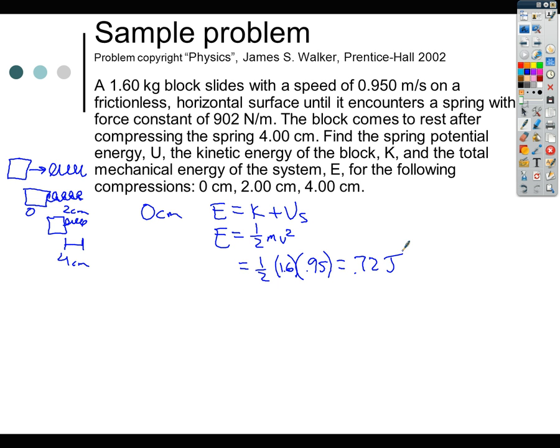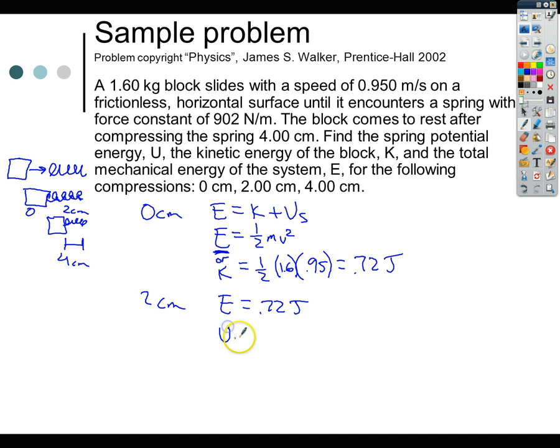So your energy here is all kinetic. This would be both total and kinetic, so you could say E or K, either one. For 2 centimeters, now it should have a little bit of both. Our total energy here is 0.72 joules.